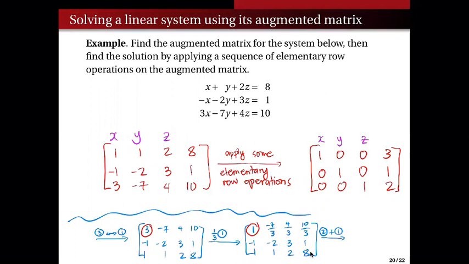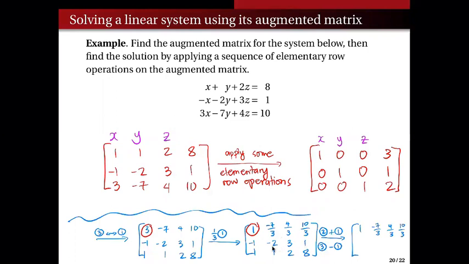The third row, we can replace the third row by adding the third row minus the first row. So why did we choose this? For this entry here, negative 1 plus 1 will become 0. So let's just write this. So 1, negative 7 over 3, 4 over 3, 10 over 3.